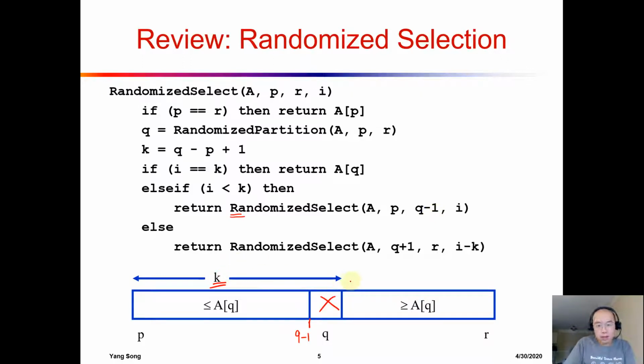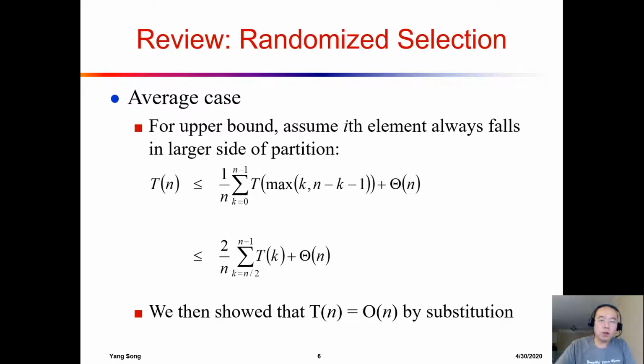On the other side, if we find that i is greater than k, we are searching in this area. We start from q plus 1, the end of the search area is still r, and we are looking for the (i minus k)th order statistic. In this way, every round we do a partition, and after this partition we can decide whether we want to do the further search on the left side or the right side. On average case, this is an O(n) algorithm.